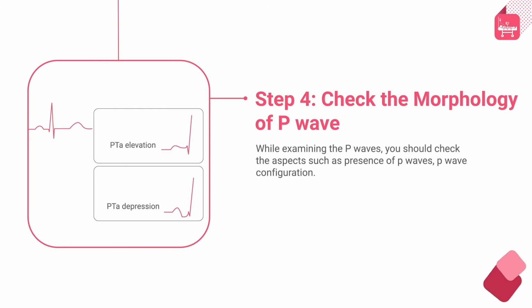The absence of P waves before a QRS complex indicates that the rhythm is either atrial fibrillation or the impulse originates in the AV node. P waves that are present but not clearly associated with the QRS complex are indicative of heart block.